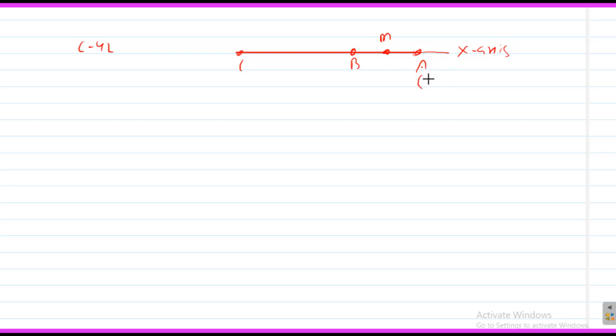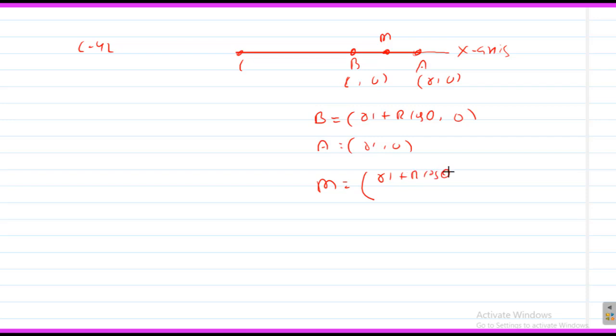So already A is equal to r1 comma 0. You don't want C now. So B is something comma 0. What is actual B? R1 plus capital R cos theta comma 0, I can write now. So A is R1 comma 0. Midpoint, let it be taken as M. Then M is (R1 plus R cos theta plus R1) by 2 comma 0.